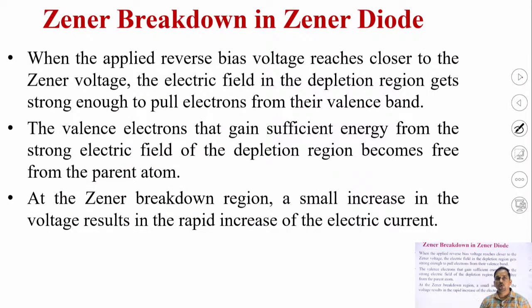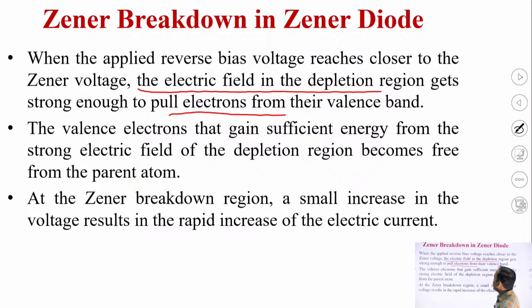As we have seen, both types of breakdown occur in the reverse bias situation. When we again increase the reverse bias voltage across the Zener diode, the depletion region becomes narrow, and due to this narrow depletion region, the electric field becomes very intense. It becomes very strong. This strong electric field is now responsible for the ejection of electrons, means the valence electrons will be pulled out from the valence band.